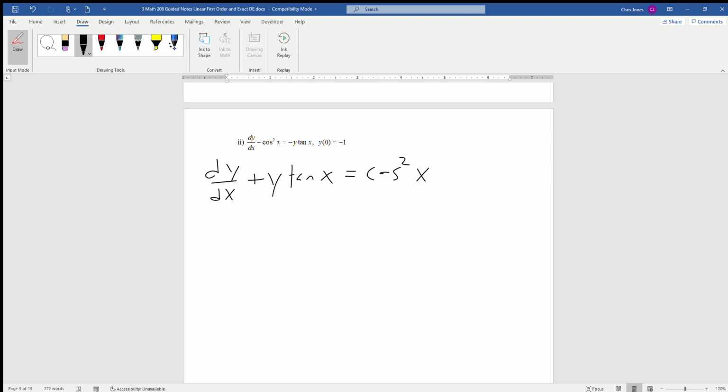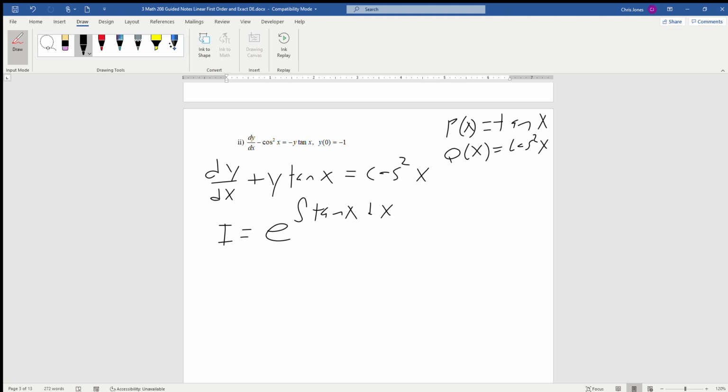When we go through and try to get our solution, we need a p of x, a q of x, and then we need to get the integrating factor. So p of x is going to be tan of x, which we probably don't like already, but that's okay. q of x is cos squared of x. And then finally our integrating factor I is going to be e to the integral of tan x dx.